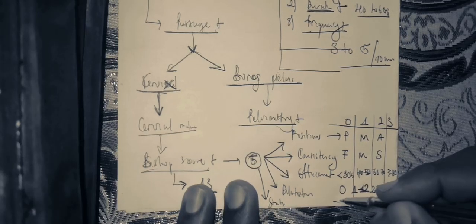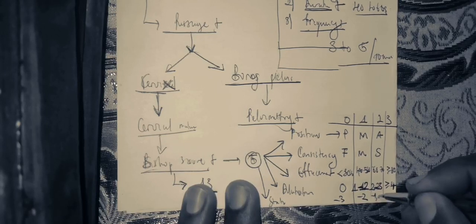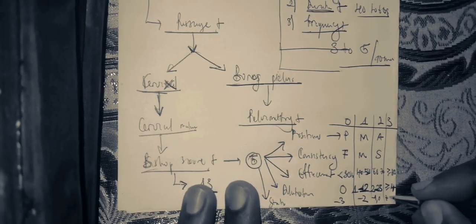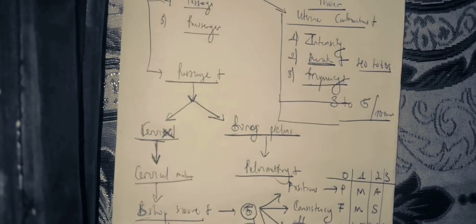And then the last one now is the station. Is it clear? -3 is going to be 0, -2 is going to be 1, -1 and 0 is going to be 2, and then +1, +2, +3 is going to be 3. So those are the different elements that you have to have in a Bishop score.